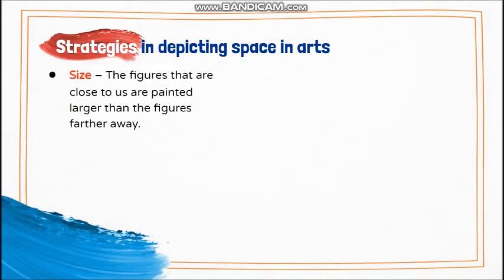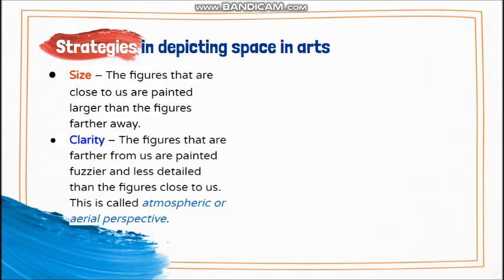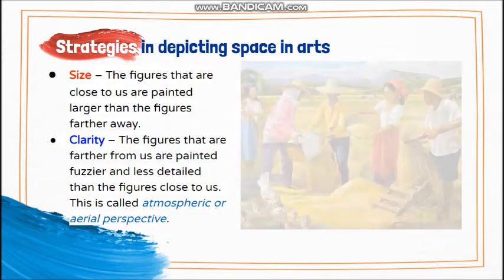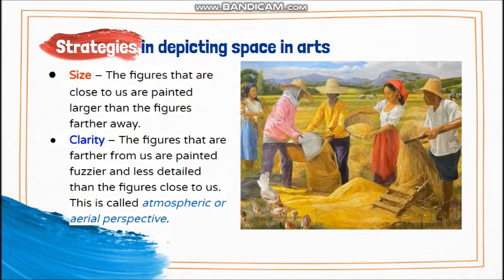Other strategies that we can use is the size. The figures that are close to us are painted larger than the figures farther away. Look at this picture again. And lastly is clarity. The figures that are farther from us are painted fuzzier and less detailed than the figures close to us. This is called atmospheric or aerial perspective. There you have it.